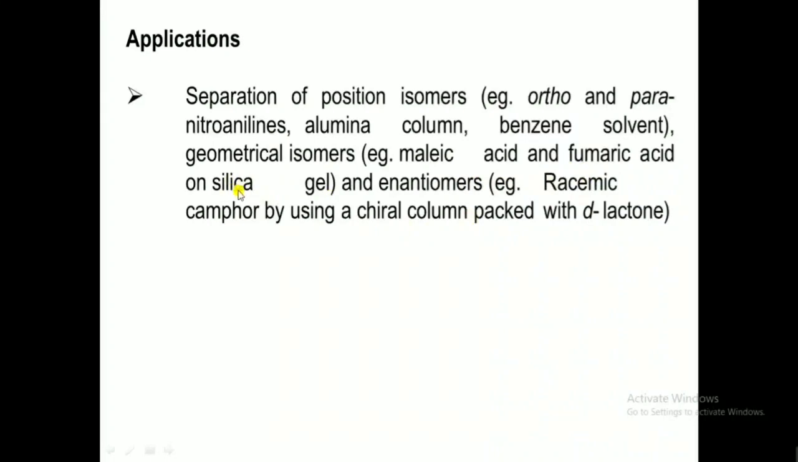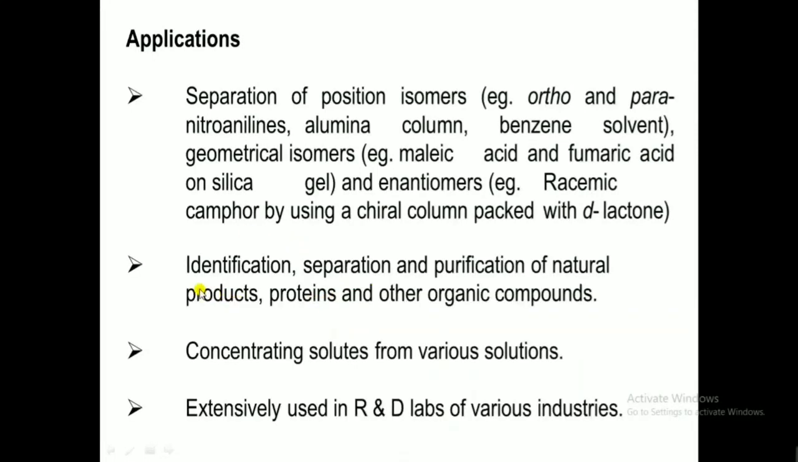Here the stationary phase is silica, and even enantiomers, for example racemic camphor, can be separated by using a chiral column. If you want to separate enantiomers, then you have to use a chiral column packed with, for example, D-lactose. So this is a very important application of adsorption column chromatography, that you can even separate isomers by using this technique. Then the identification, separation and purification of natural products, proteins and other organic compounds can be done by using this liquid solid column chromatography.